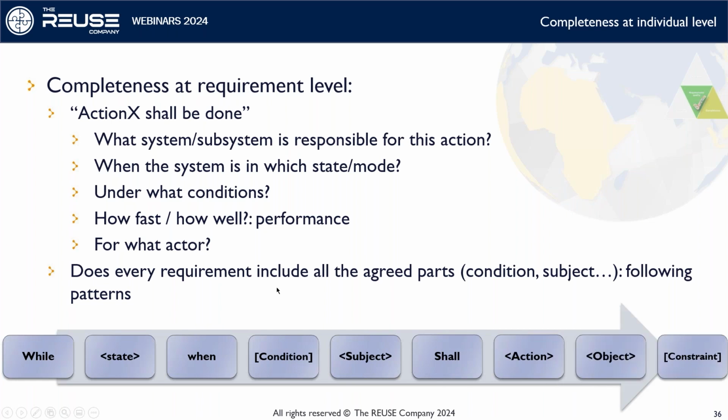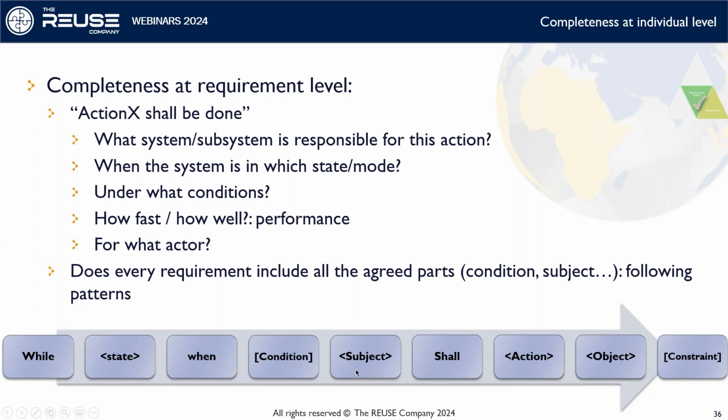So in order to help people write requirements and have a complete structure, we can introduce the concept of patterns. So guiding the users into using the right keywords, for example, while introducing a state, then an optional when condition, subject, shall, action, object. So this is what we call system response in the EARS definition. So after the shall, this is a system response.